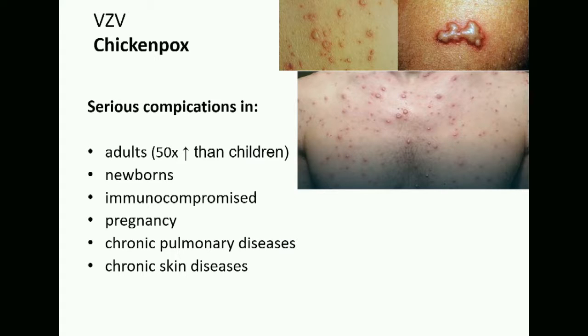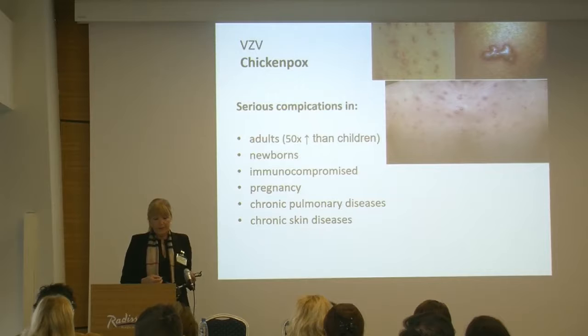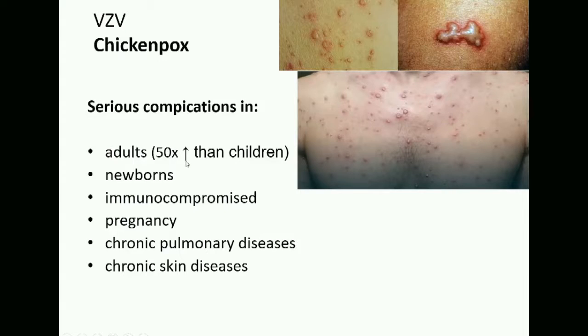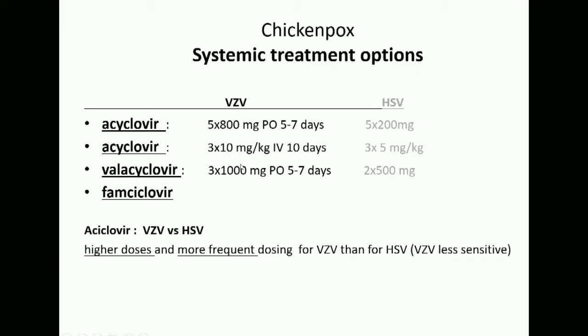And chickenpox in children, if they're immunocompetent, of course, is a self-limiting disease. However, when it comes to the adult population above 18 years of age, or newborns, immunocompromised people, pregnancy, chronic pulmonary disease, chronic skin disease, then of course the outcome of chickenpox can be a very, very life-threatening serious disease. 5 times more complications in adults compared to children. That's why we need treatment.